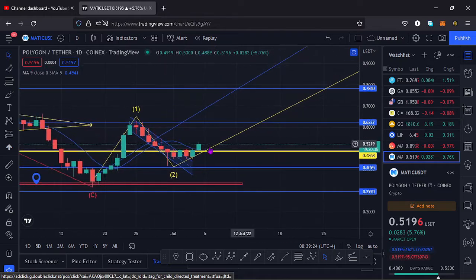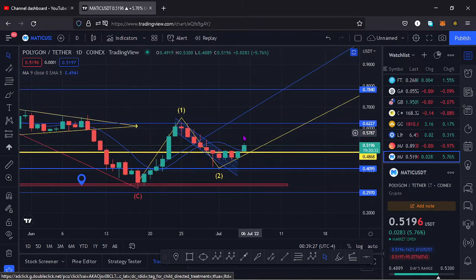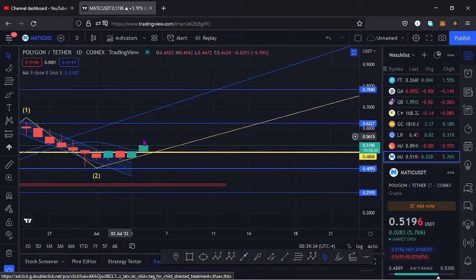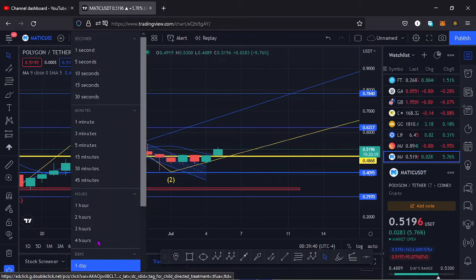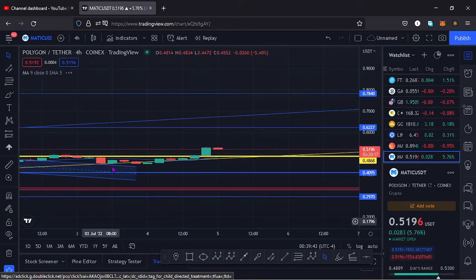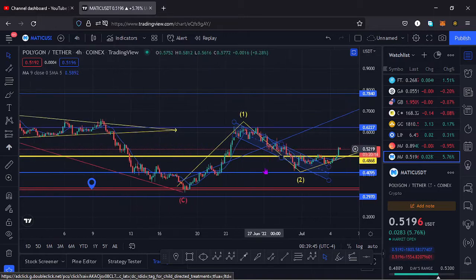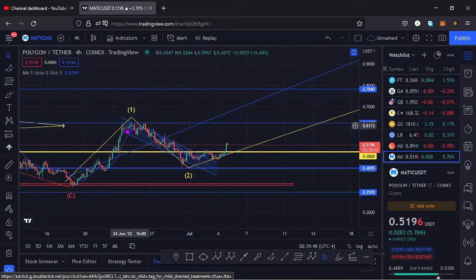If we take a look at this chart, you can see that here on the daily chart we have been trading within this channel that is over here, and now we have broken out of this channel to the upper side. And if I go to the 4-hour chart so that you can see that clearly, you can see here on the 4-hour chart we have this descending channel. We broke out of it, we faced a resistance at the $0.48 mark, and we have managed to break above it.